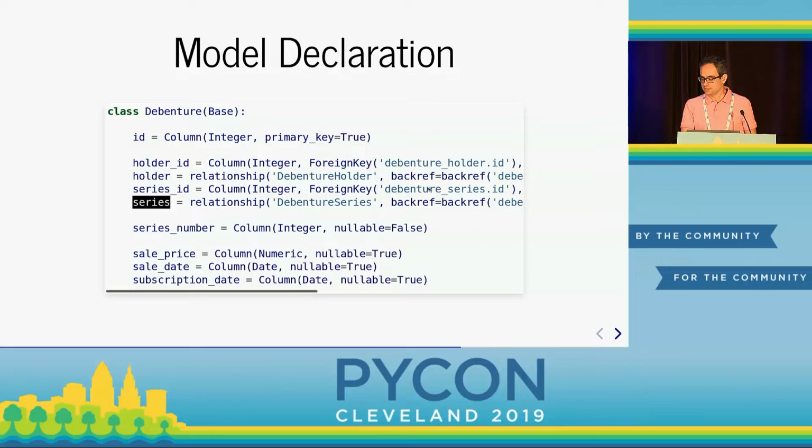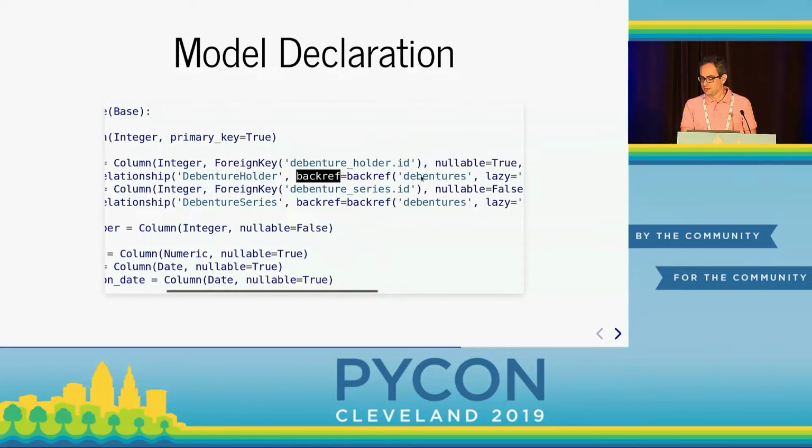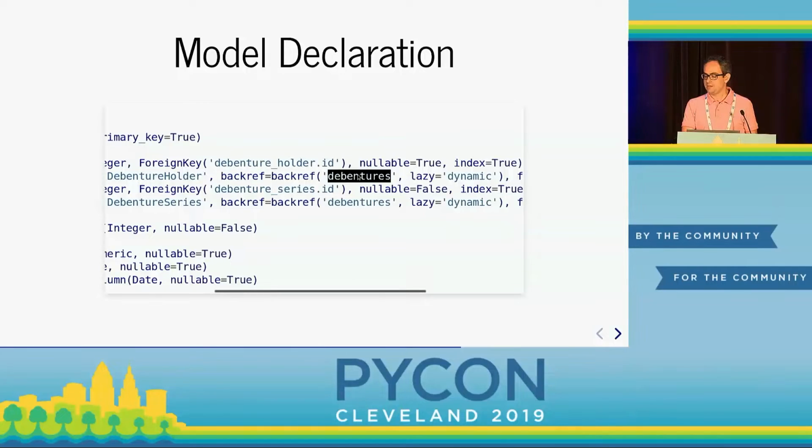One important part here is this backref. This call describes that the debenture holder class will in its turn have a debentures attribute which represents all the debentures associated with that debenture holder. And this lazy equals dynamic here means that what this attribute will be on the other class is a query. Just like model.query is, debenture holder.debentures is a query, which allows me to then apply filters and order by and things like that.